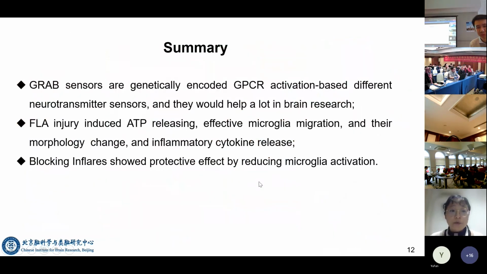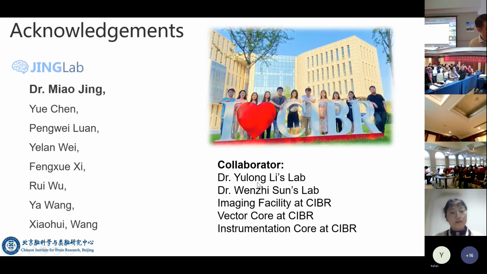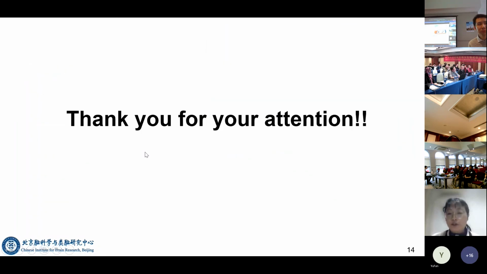In summary, GRAB sensors are genetically encoded, GPCR-activation-based sensors for different neurotransmitters, and they will help a lot in brain research. Second, FLA injury induces ATP release, affecting microglia's migration and morphology change, and inflammatory cytokine release, and blocking inflammation shows protective effects by reducing microglia activation. Thanks to our lab, and especially I want to thank Professor Juan Liu, and thanks to my colleagues Dr. Xu and Dr. Xiong. Thank you for your attention.